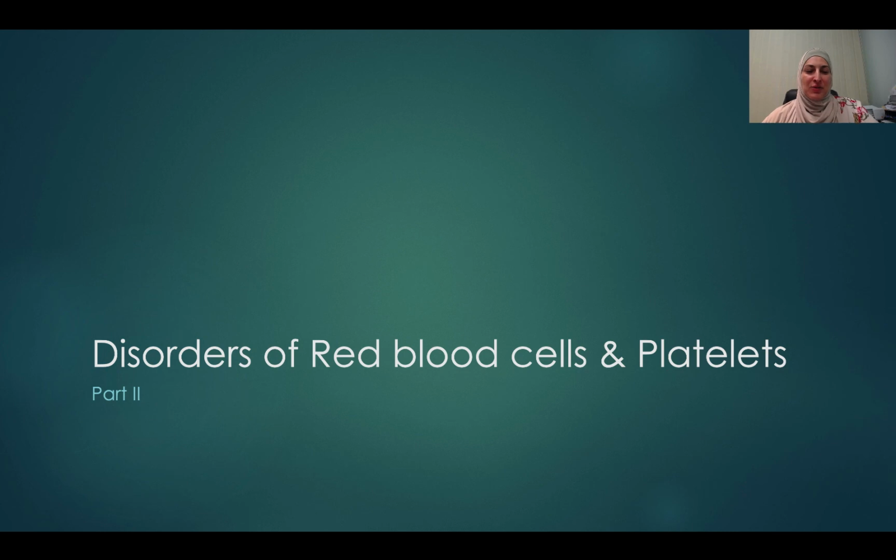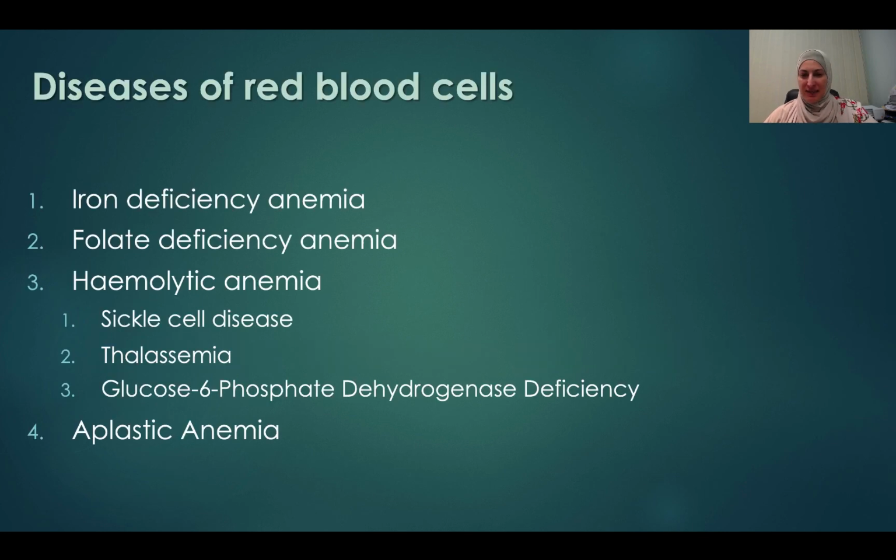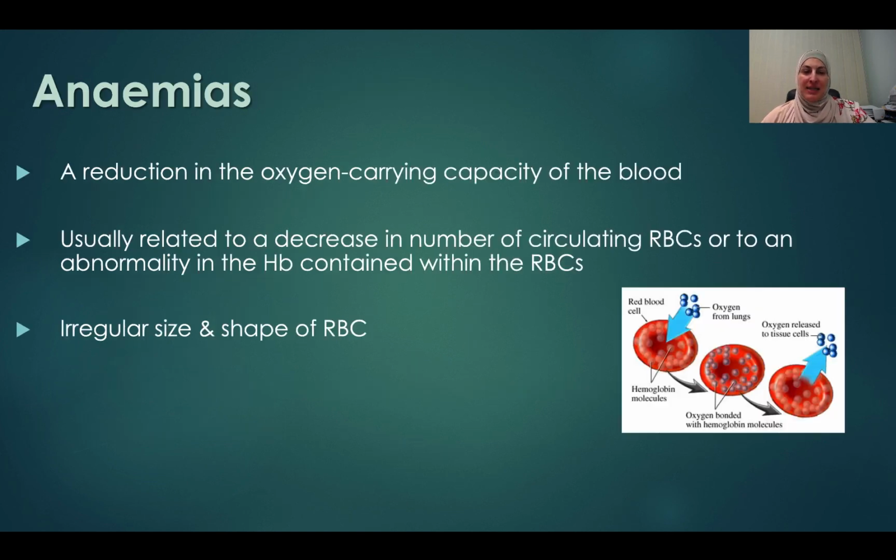We'll be talking about disorders of the red blood cells and platelets. And when we are talking about red blood cell disorders, we are talking about anemias and different types of anemias. We have iron deficiency anemia, folate deficiency anemia, and hemolytic anemia, which is related to destruction of the red blood cells, seen in cases of sickle cell anemia, thalassemia, and glucose 6-phosphate dehydrogenase deficiency. And the last type of anemia is aplastic anemia.